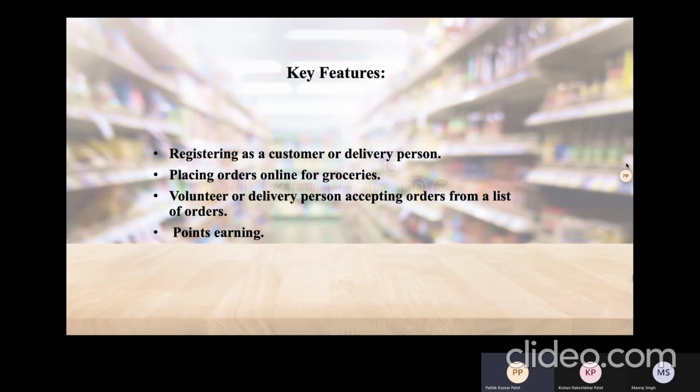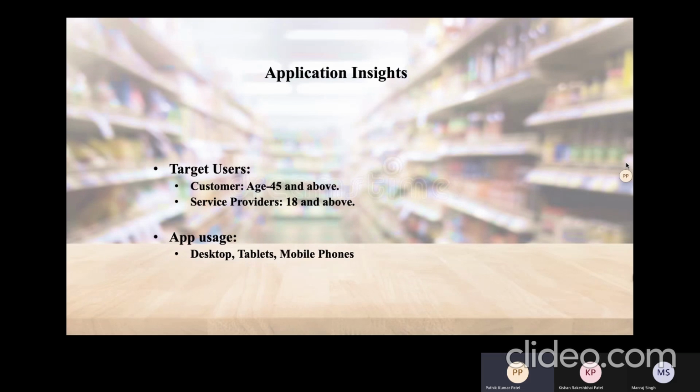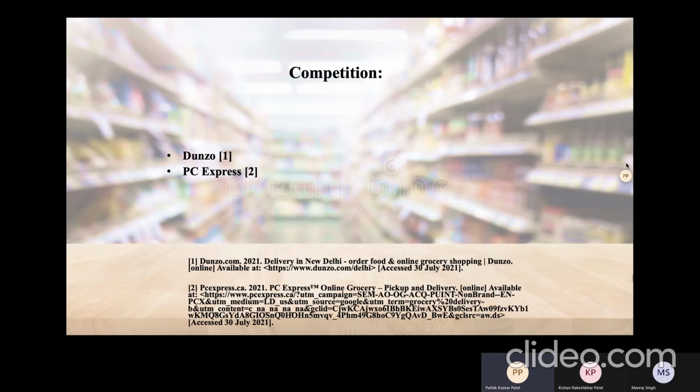The key features are registering the customer or delivery person, placing orders, volunteers accepting orders and all, and point earning. Mostly the target audience is customers aged 45 and above. Our competition is Dunzo and PC Express.